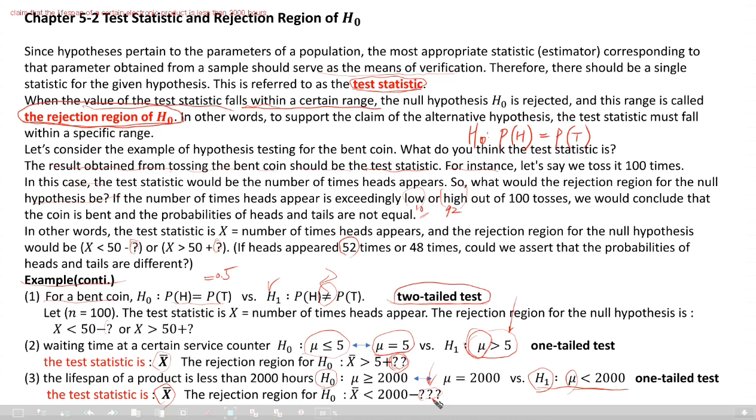You understand H0 and H1, and in order to test a hypothesis, you need a test statistic, and you have to understand the rejection region of H0. Okay, this is it for today.